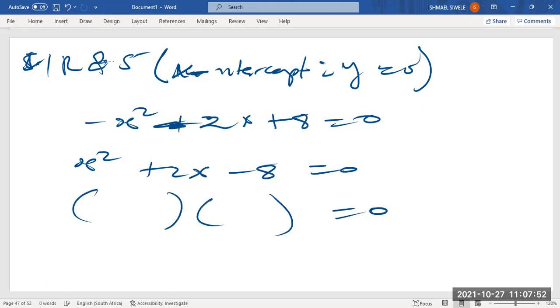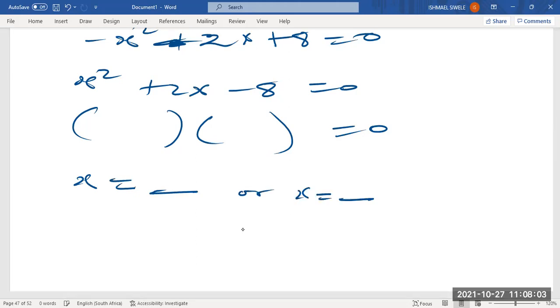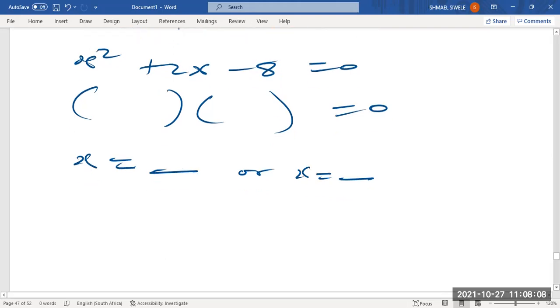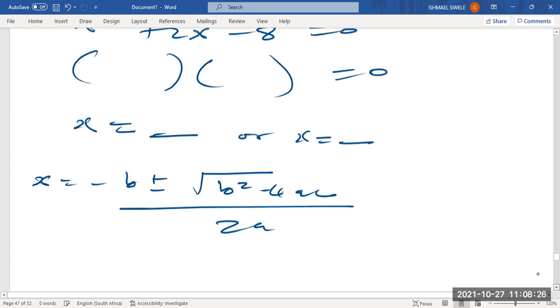There must be good factors for this, and with x equal to those values we are also going to get a mark. But then how are we going to get the factors? Quadratic formula. Don't forget the quadratic formula. What does it say? It says x is equal to negative b plus or minus the square root of b squared minus 4ac, all over 2a.